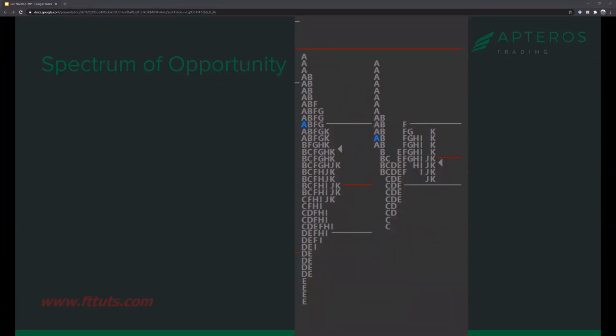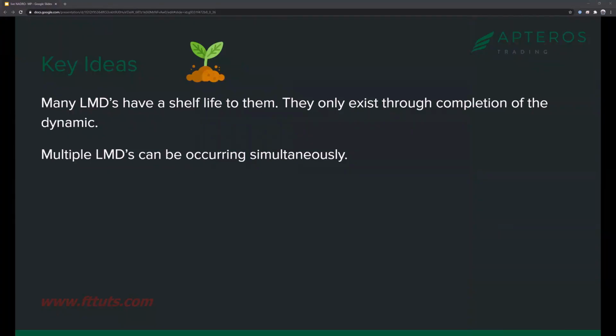Huge, huge, huge concept there that we're going to take way more from than just once you traverse a balance area, there's less opportunity. That's just a basic example to get you understanding it. It's going to be the same in so many different ways. Many laws of market dynamics have a shelf life to them. They only exist through completion of that dynamic. And multiple laws of market dynamics can be occurring simultaneously. It's not just one at a time.